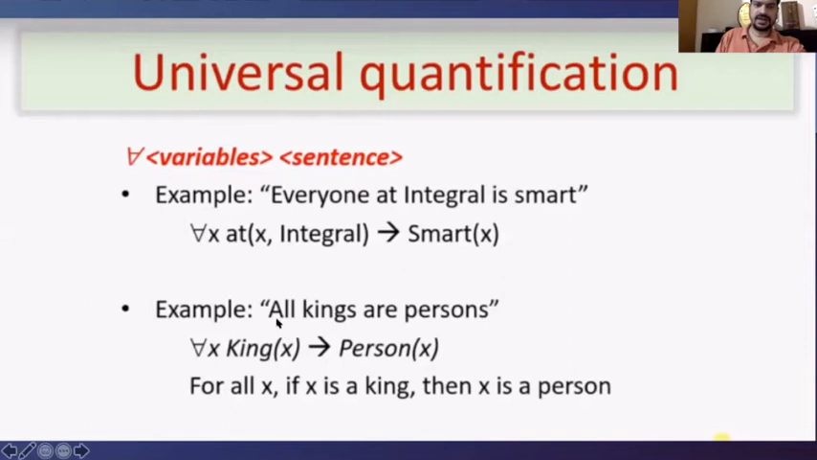Let's see this example: all kings are persons. How can you write it? For all x, if x is a king, then x is a person. So in that way, we can write first order logic with the help of the universal quantifier if we get these types of sentences.